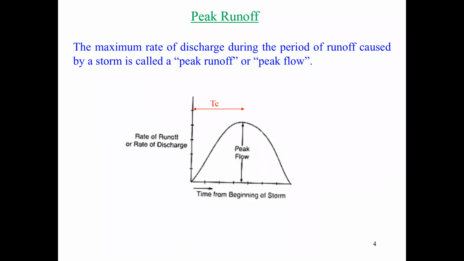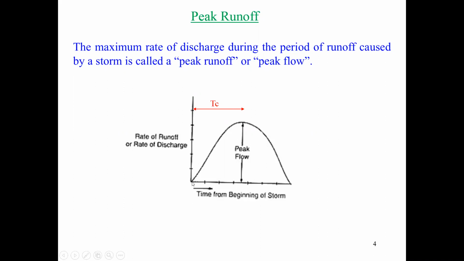Hello, everyone. So this is the second part of lecture 29, where we will discuss peak runoff. We discussed a little bit about peak runoff. This is the maximum rate of discharge during the period of runoff caused by a storm, and it is called the peak runoff. We also discussed a little bit about this graph, which is called the hydrograph.